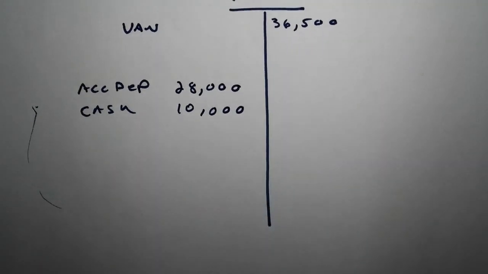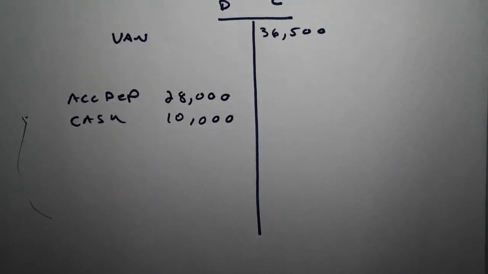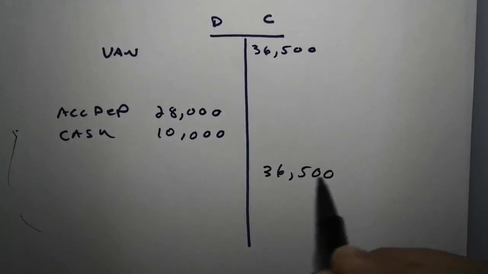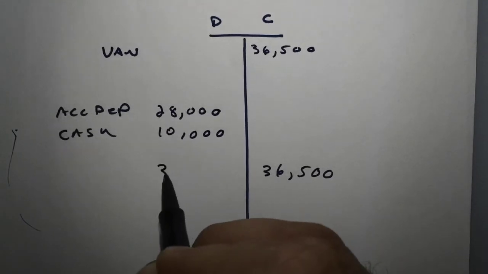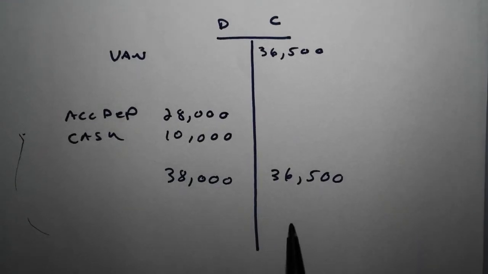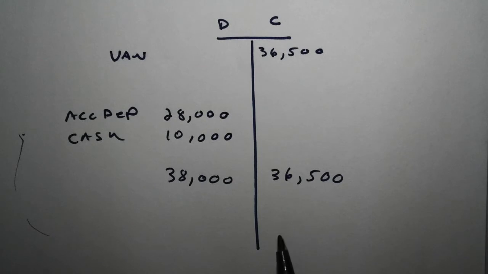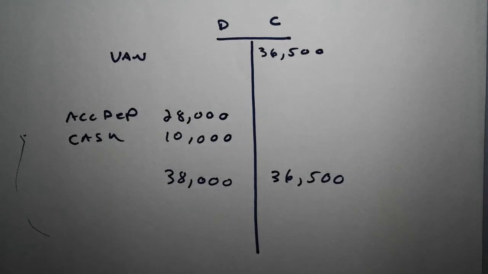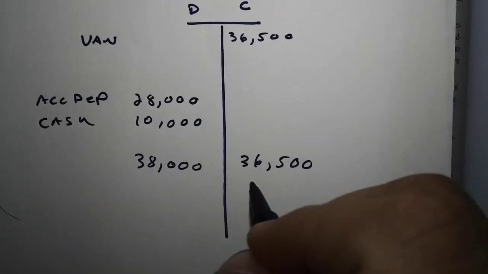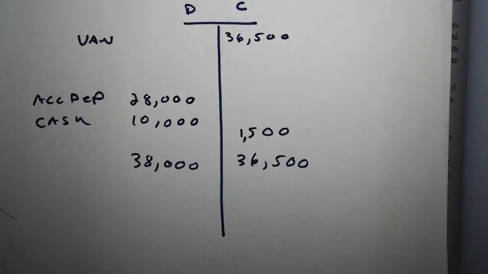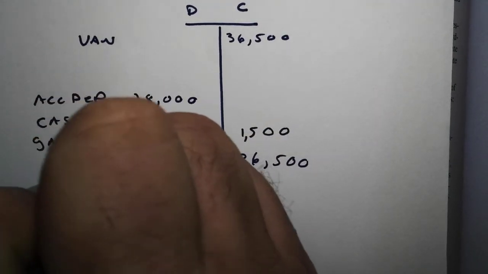Okay, and this is where we start to look at whether we gained or lost on this particular sale. If I add up this column, we're at $36,500, and this one, we're at $38,000. So I know that I am short on the credit side by $1,500. If it's the credit side, then that means I'm going to get some income. It's not going to be a loss, not a subtraction from equity. It's going to be an addition to equity. So if I have to put an extra $1,500 on the credit side, then that has to be gain on sale.